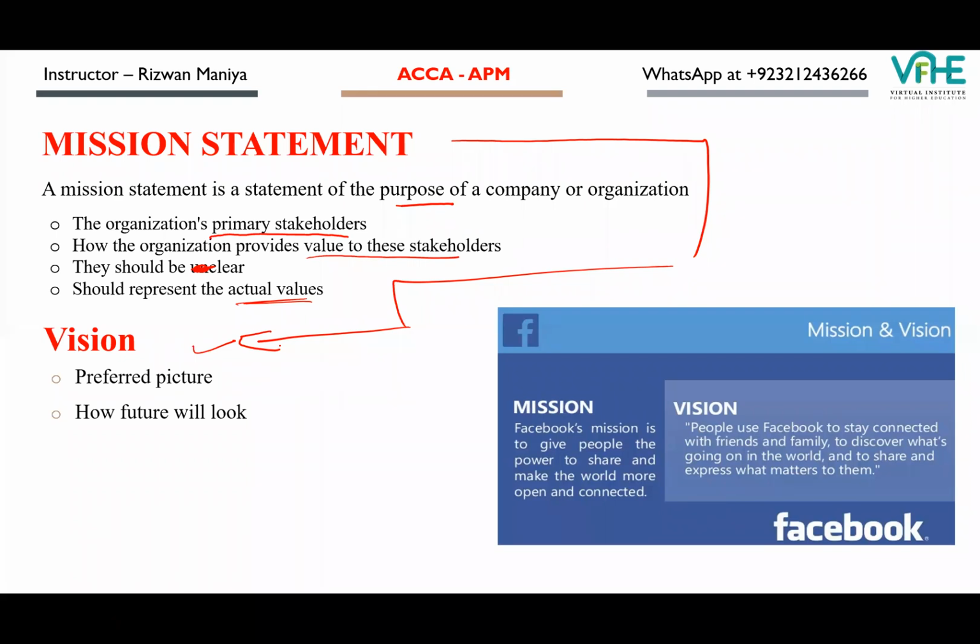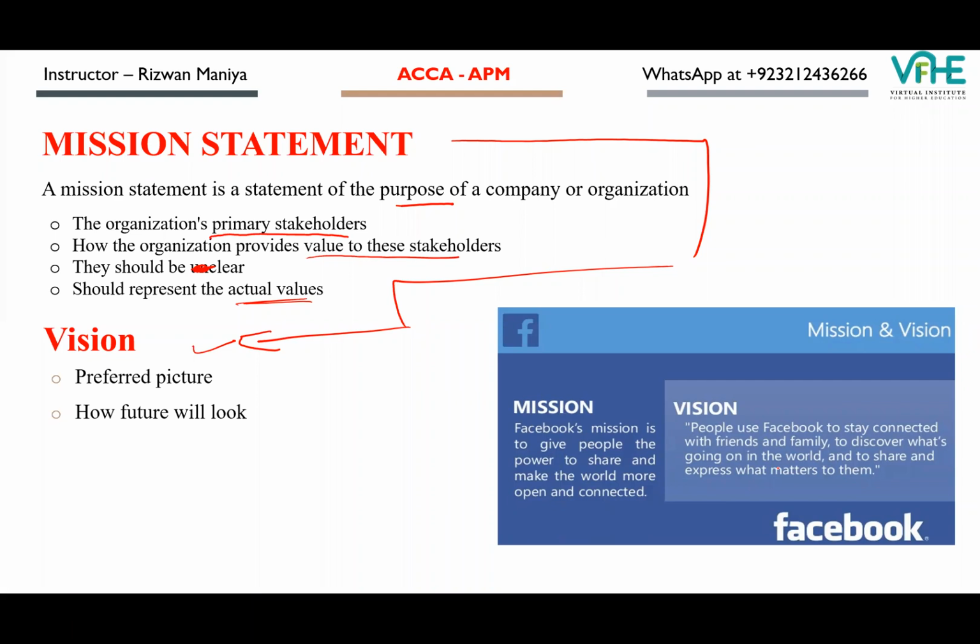Then comes vision. People use Facebook to stay connected with friends and family, to discover what's going on in the world, and to share and express what matters to them. So this is the vision. This is the dream of Facebook, that people should first come to Facebook to get new information, to share things with people. So it's a dream of Facebook.